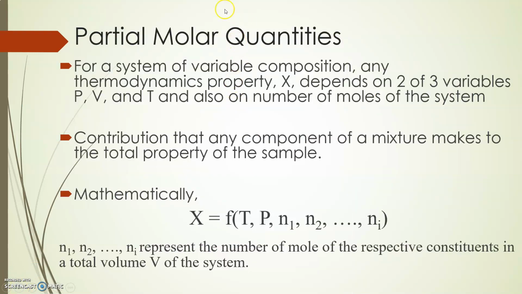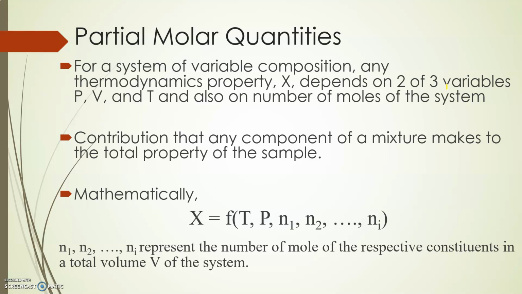Now let us discuss the partial molar quantities. For a system of variable composition, any thermodynamic property X depends upon two of the three variables, that is pressure, volume and temperature. Of these three variables, the thermodynamic property X depends upon any two and also on the number of moles of the system.